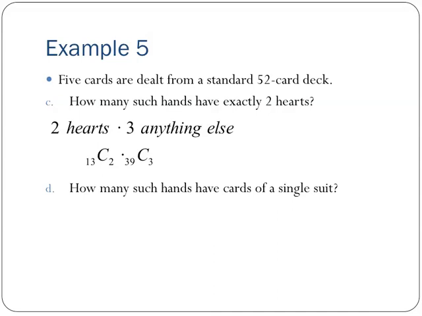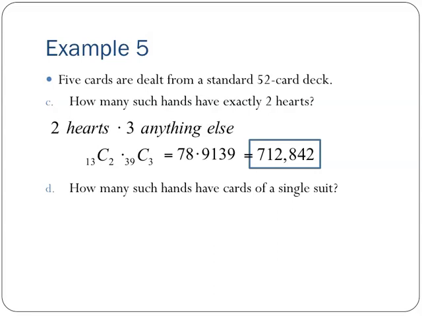Now we multiply those, and we end up with 78 times 9,139, and we get 712,842. So there are that many hands that will have exactly 2 hearts. You'll notice that there are only 78 ways of choosing 2 hearts out of the 13, but because the 3 can be anything else, there are 9,139 different ways of choosing the other 3, and so that's why the number gets so much larger when you multiply them together.